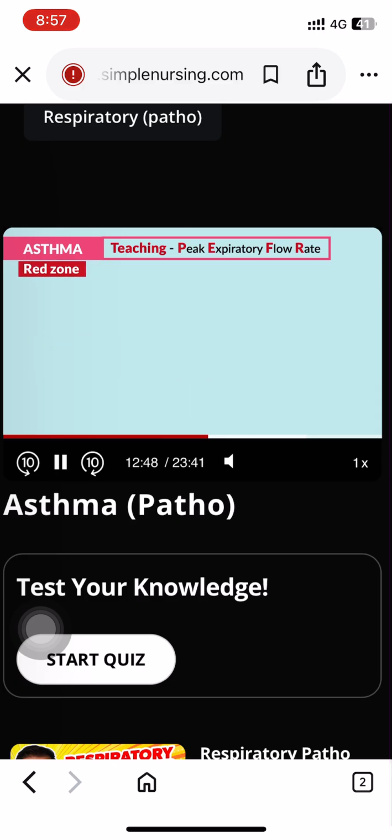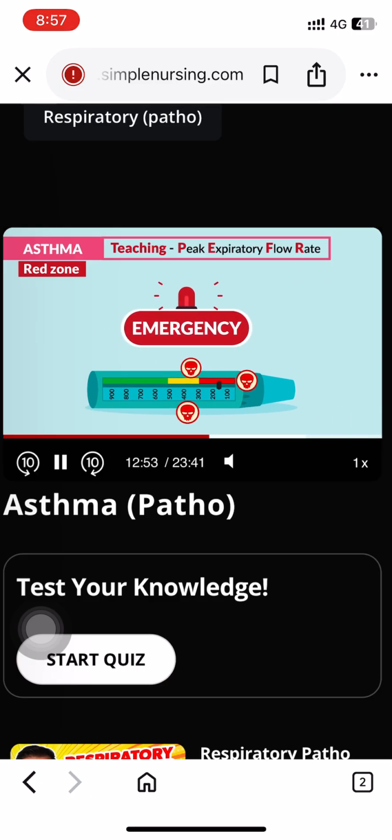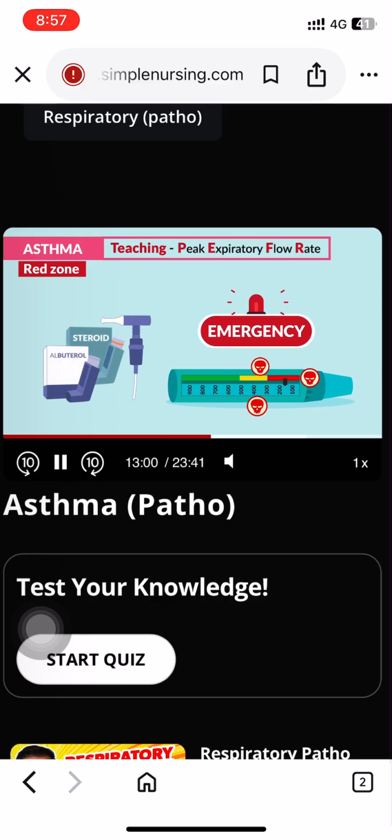Lastly, we have the red zone. Now, red, just think really bad. Emergency treatment is needed immediately if the level does not return to yellow right after taking those rescue drugs.